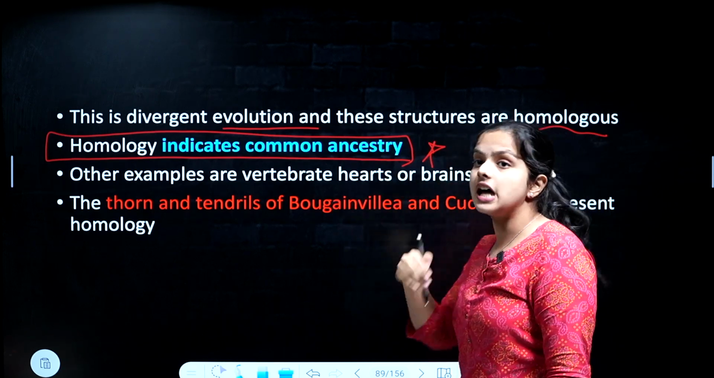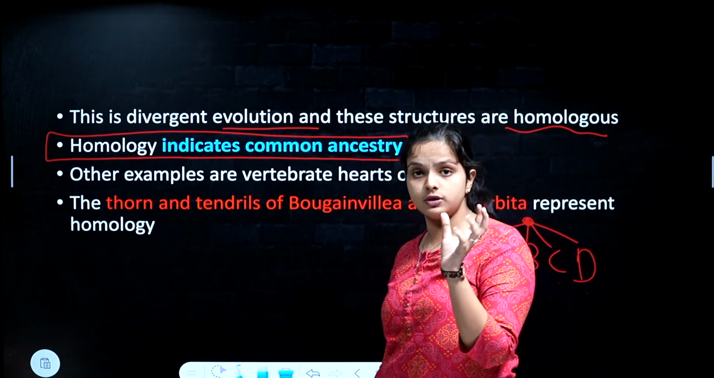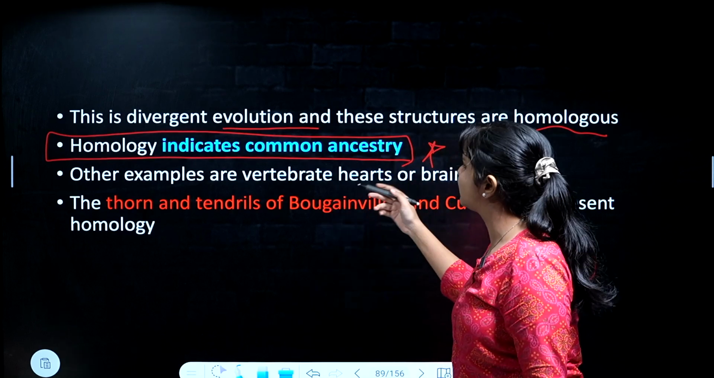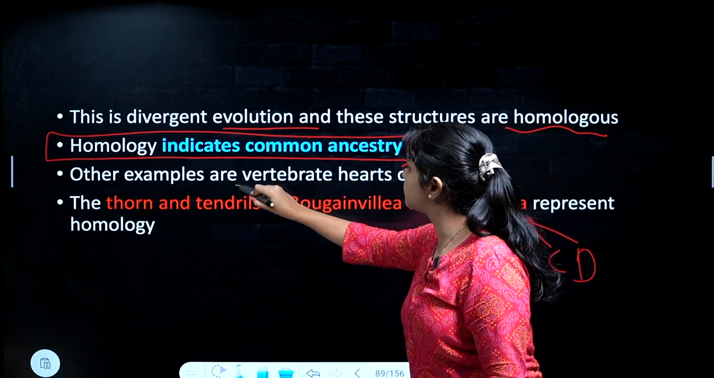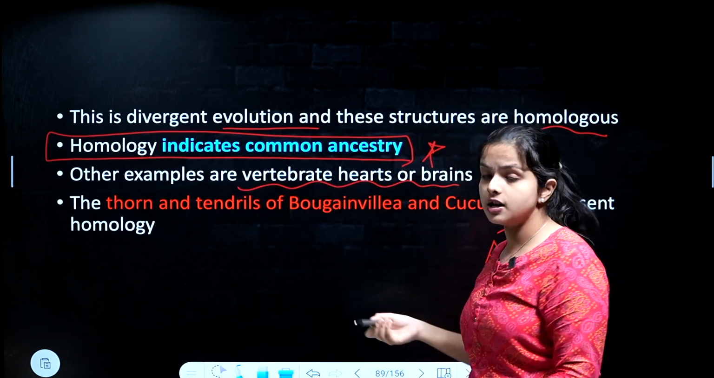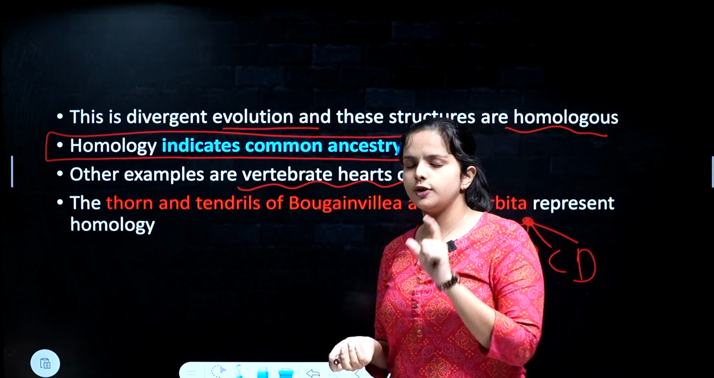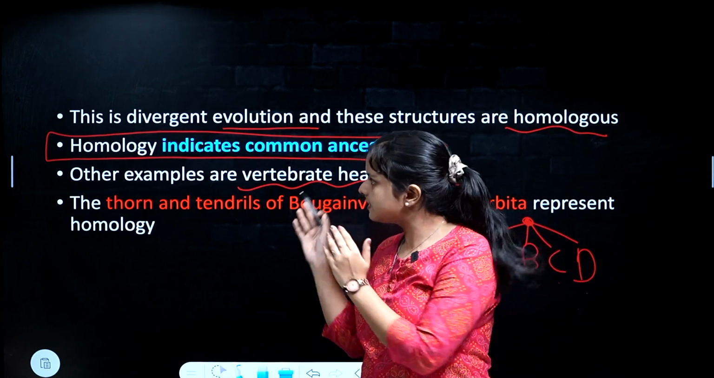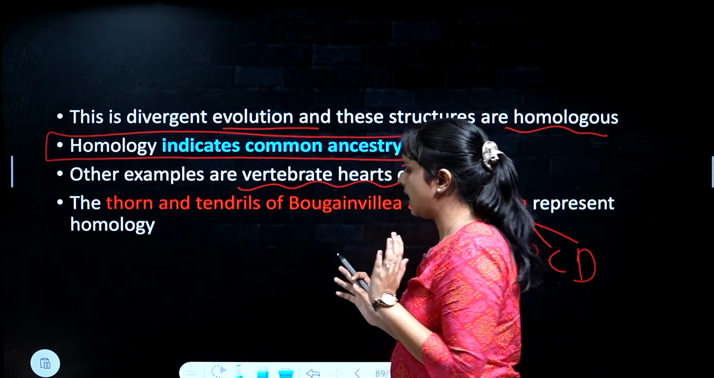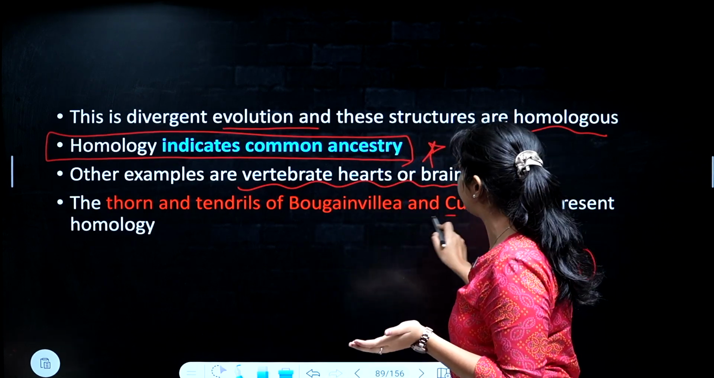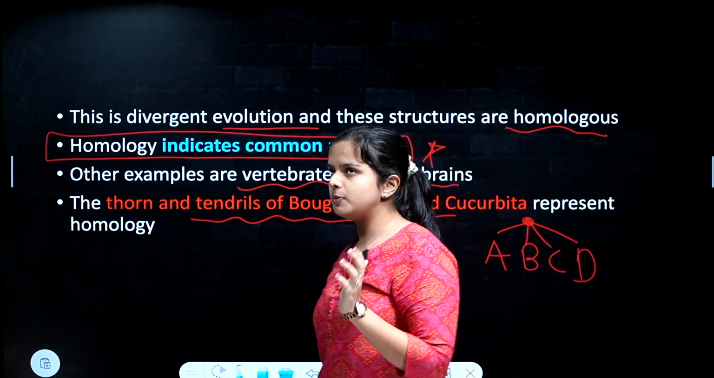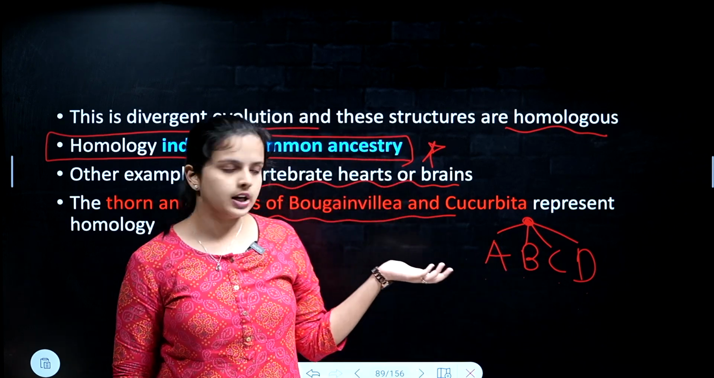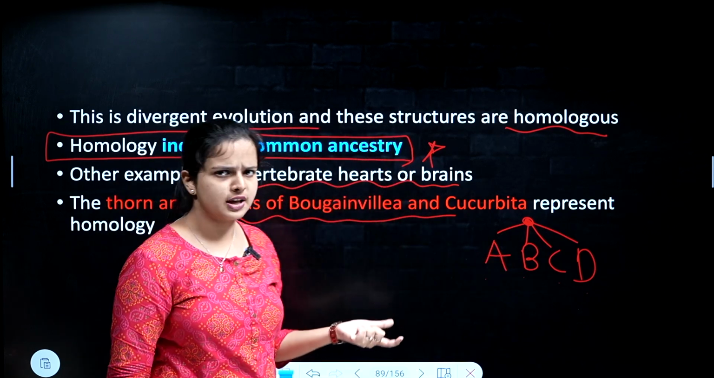If you look at other examples, I've already shown you the example of mammals. Another example is the hearts or brains of vertebrates. If you look at the heart or even the brain of vertebrates in general, we can see the same homology there as well. And if we look at the thorn and tendrils of bougainvillea and cucurbita, cucurbita is a family of cucumber, and bougainvillea, of course, I hope you know bougainvillea.